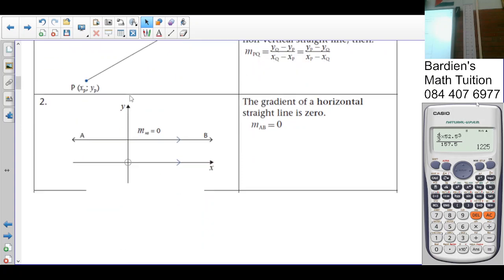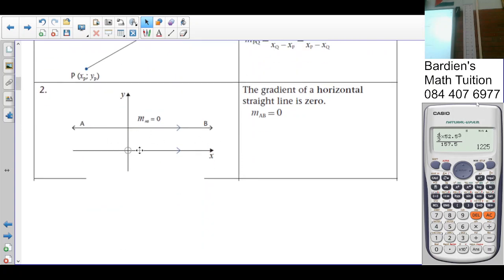In the second case, we know that if a line is parallel to the x-axis, can you see it? Lines are parallel to your x-axis, then that means to say your gradient is.